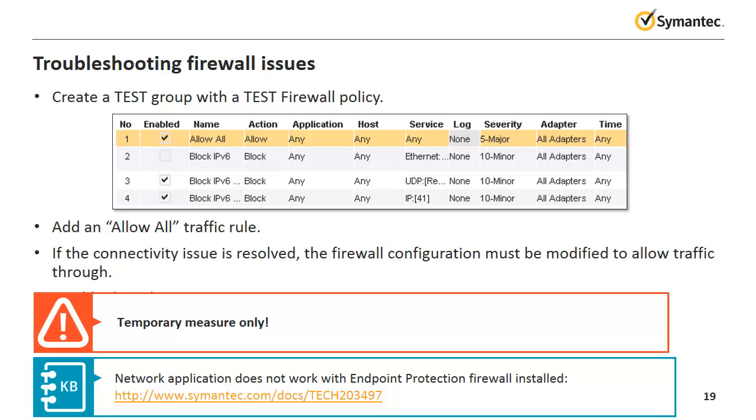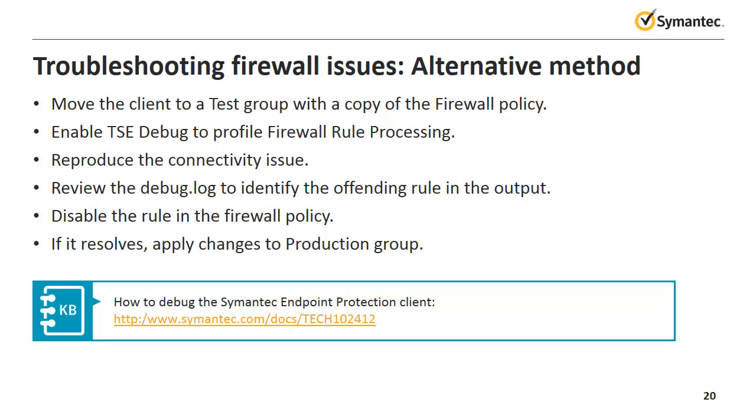If the application works, this indicates that the existing firewall rule set is not configured to allow network traffic through. It will be necessary to create an additional firewall rule or modify an existing rule to allow the application's network traffic through SEP's firewall. An alternative method for troubleshooting firewall rules is to turn on logging.